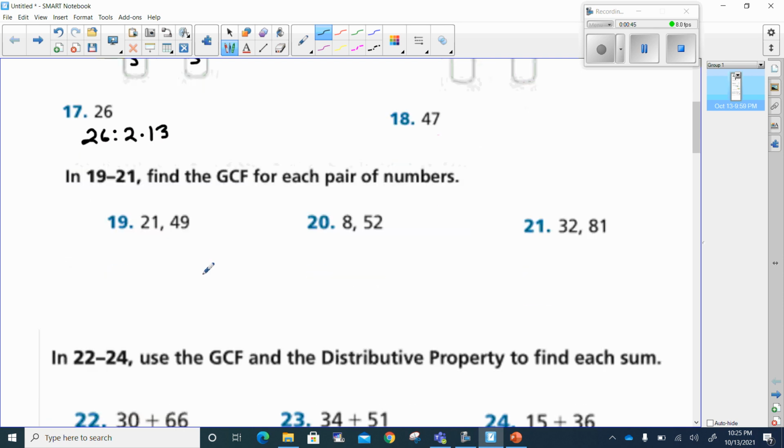Number, let's see, 19. Find the greatest common factor for each pair, 21 and 49. Well, I know 21 is the product of 3 times 7. And really, there's no numbers that go into 3 or 7, so I have to stop there. And then I got number 49. And I know that is 7 times 7. And again, there's no numbers that go into 7, so we stop there. What is the greatest common factor? Well, the greatest common factor is going to be the one that's in both of these, which would be 7.